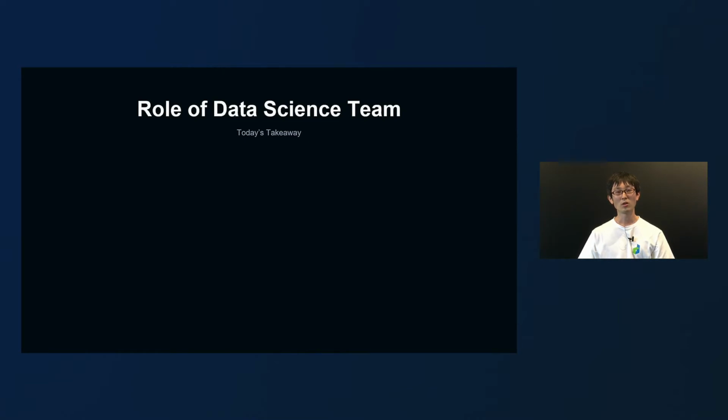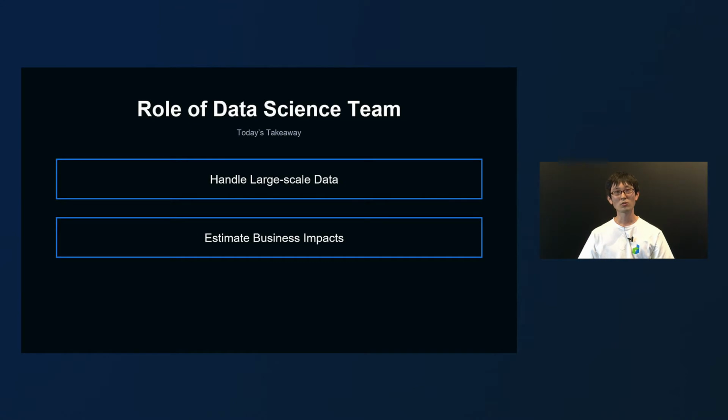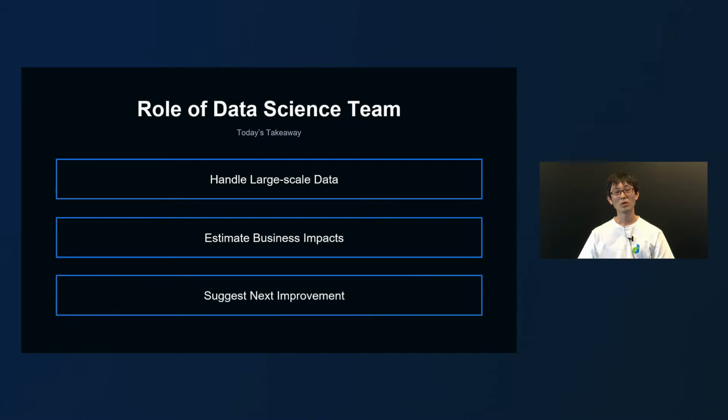First of all, here are the key messages that I wish you will take away from my session. That is, 3 roles of Line's data science team. First, we handle a large-scale data globally, navigating our decision-making. Second, we estimate business impacts from our data and assess implications including a business point of view. Third, using our data, we proactively suggest next improvement to our business teams.